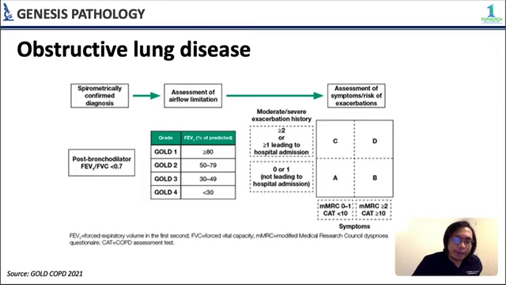Again, spirometry pa rin tayo in diagnosing COPD. So, pag obstructive lung disease, talaga, we have to have an FEV1 to FVC ratio of less than 0.7. Then, we have to classify by GOLD sa COPD. More than or equal to 80, that's gold 1. 50 to 79, that's gold 2. 30 to 49, that's gold 3. Less than 30, that's gold 4.